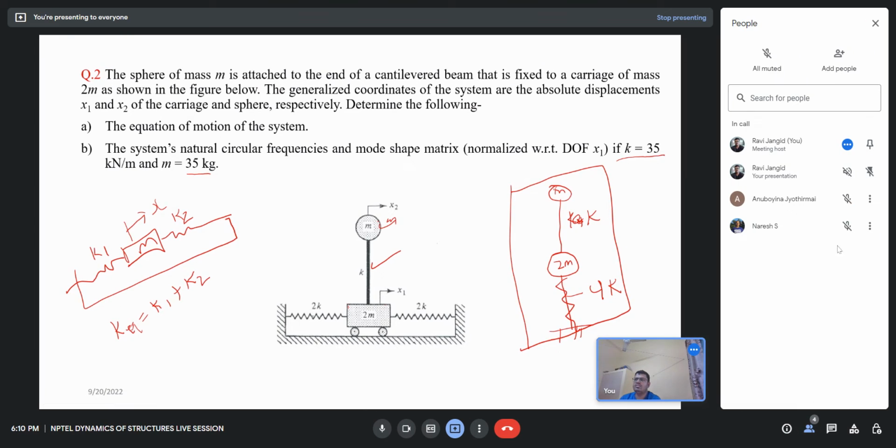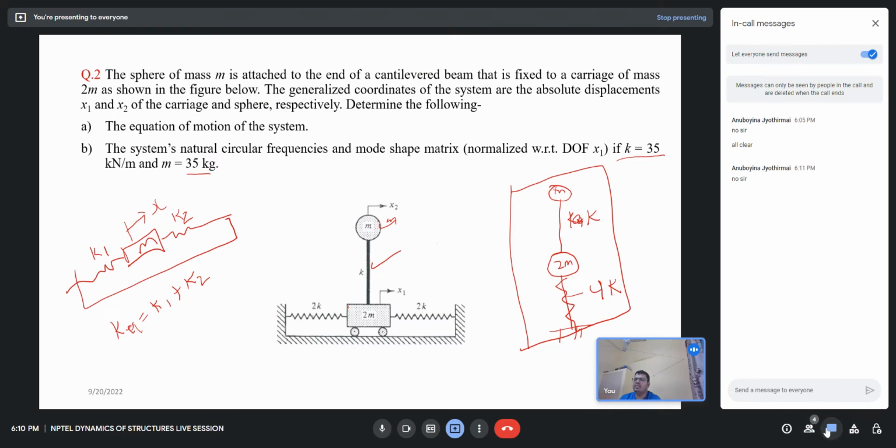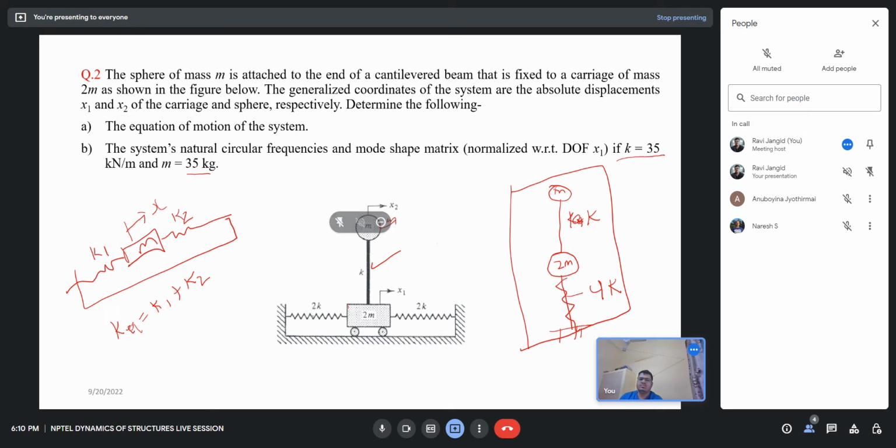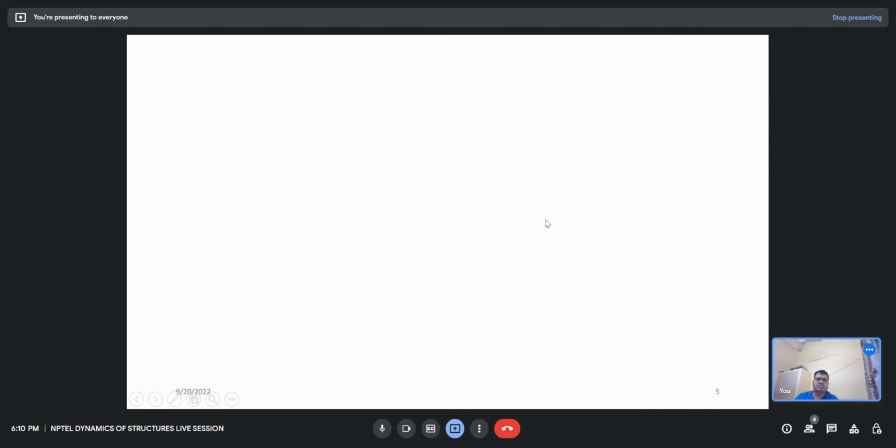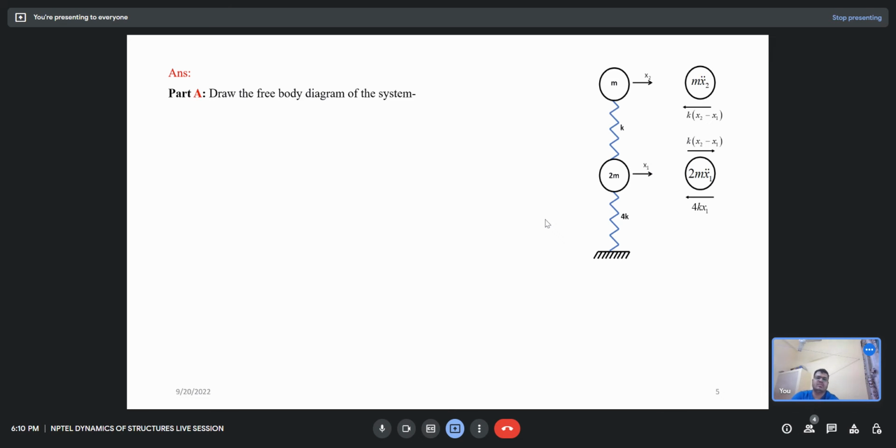Anyone? Okay, if not, then we are moving further to the free body diagram. This is what I have done in the last slide. This stiffness is k, this is 4k.